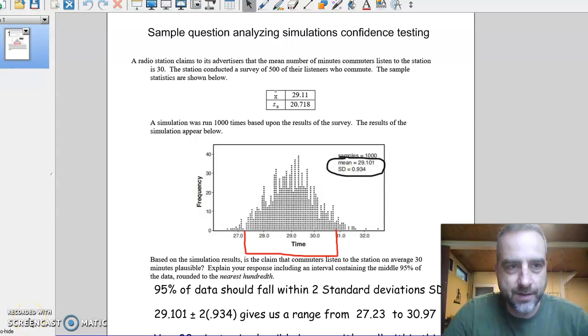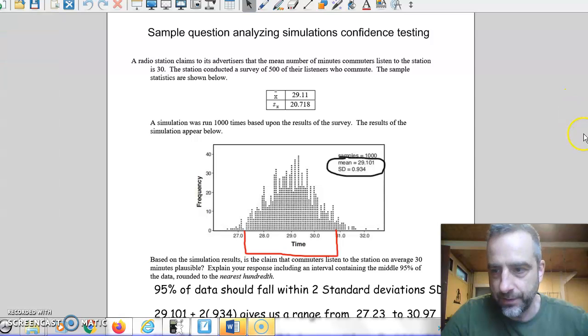Hello, this is our last topic for statistics. We're analyzing simulations and doing confidence testing. So basically, confidence testing is how confident are you that this data is significant. It's also called significance testing. Is this a significant result?